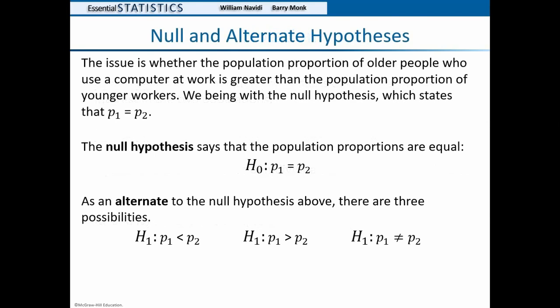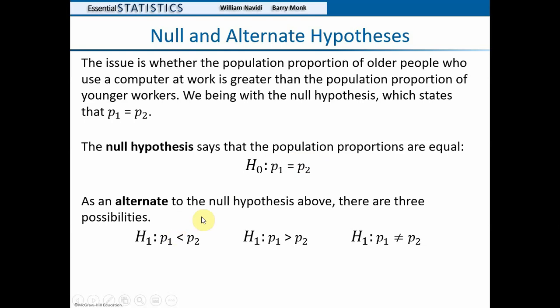So here is kind of the things that we're going to work toward. The issue is whether the population proportion of older people who use a computer at work is greater than the population proportion of younger workers. We begin with the null hypothesis, which states that P1 is equal to P2. Now again, there are different ways we could look at this, we could also say that P1 is less than or equal to P2, or P1 is greater than or equal to P2.